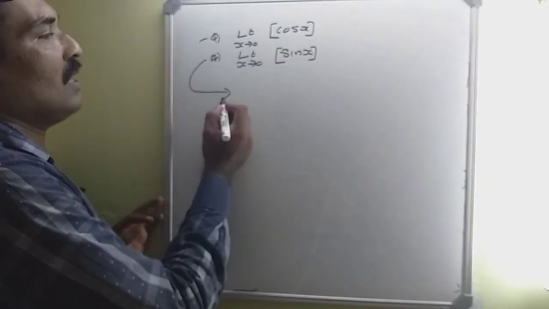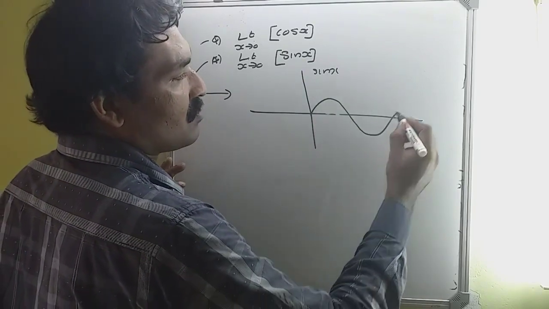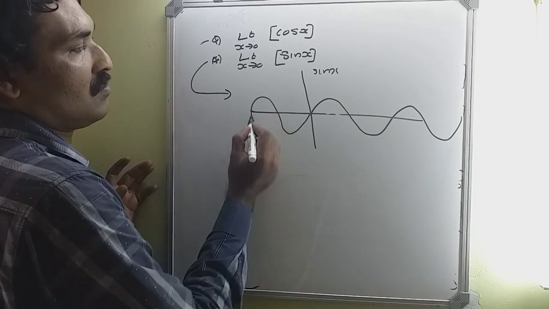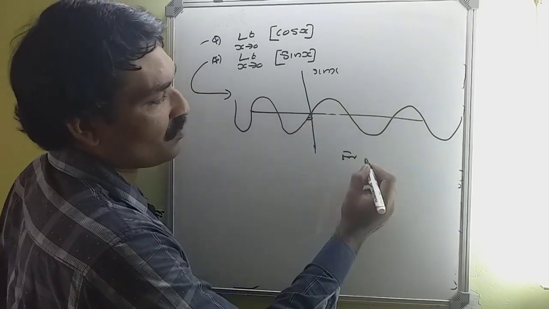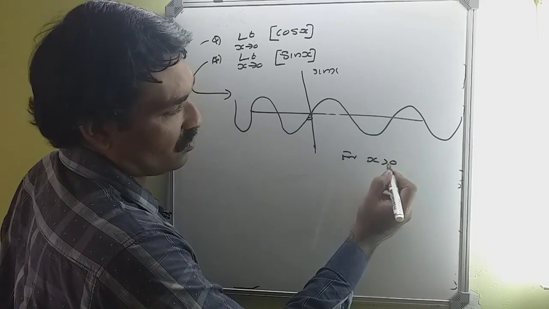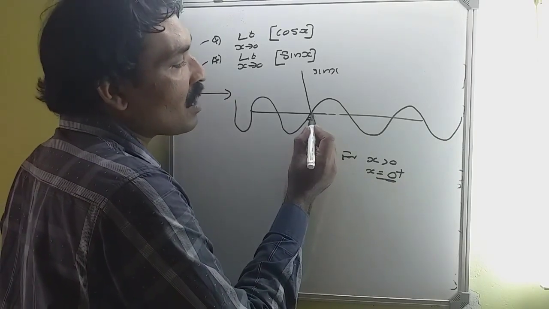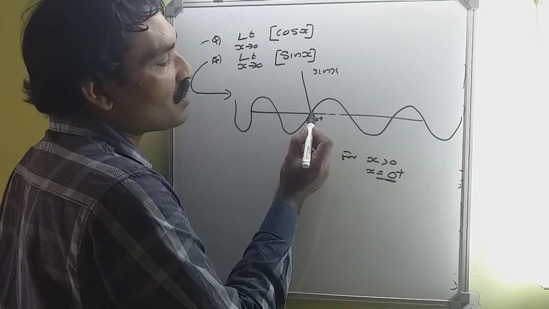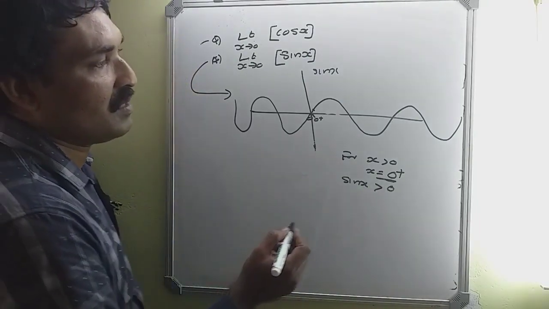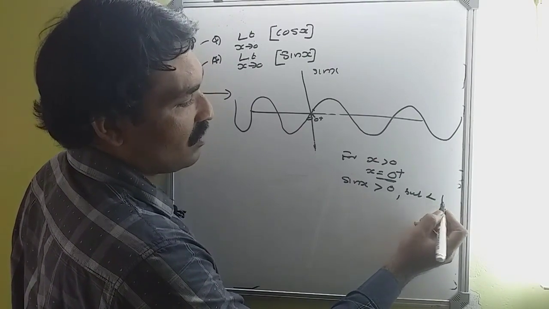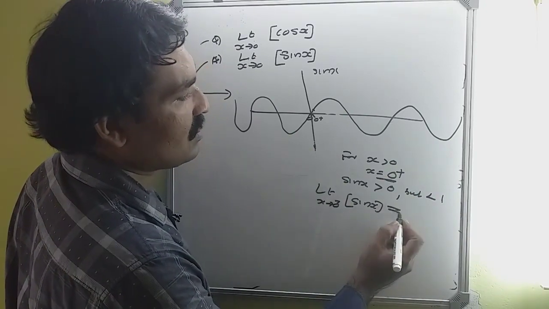Now for this question, let's draw the graph of sin x. This is 0, sin 0 is equal to 0. For x greater than 0, or x equal to 0 plus, a point from the right side of 0 and close to 0, the value of sin x is greater than 0 but less than 1. So box sin x, limit x tends to 0 plus, is equal to 0.